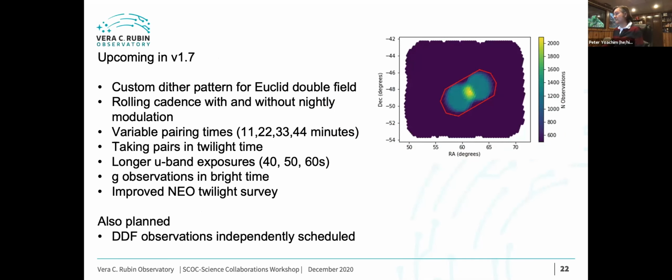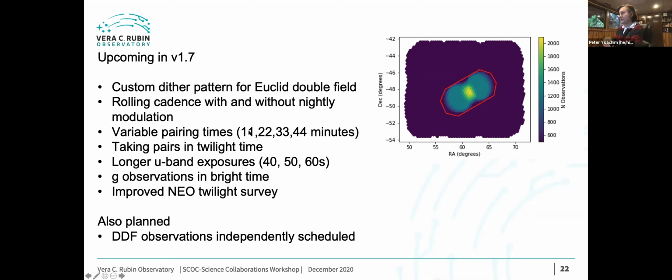So some upcoming experiments that we have: we've put a custom dithering strategy in for the Euclid field, so that in red here is the Euclid footprint, and here's one of our simulations where we dither specifically to try to fill that better than just random dithering. We have new rolling cadences. Some of our old rolling cadences had bugs, and we've fixed those bugs, so we've got even more rolling now.